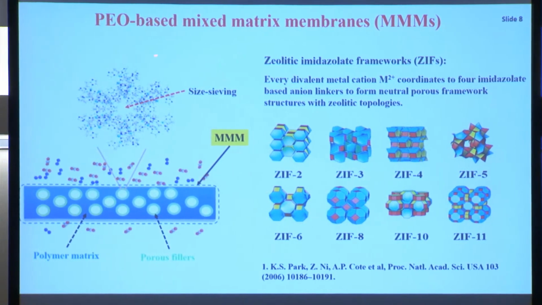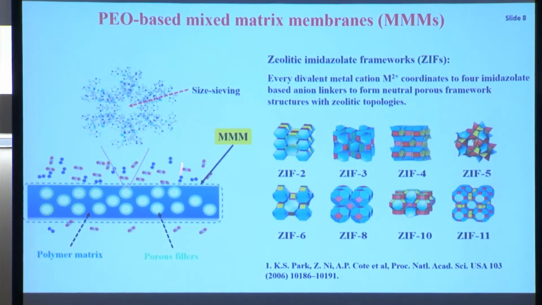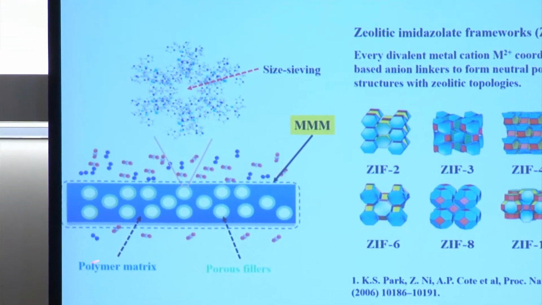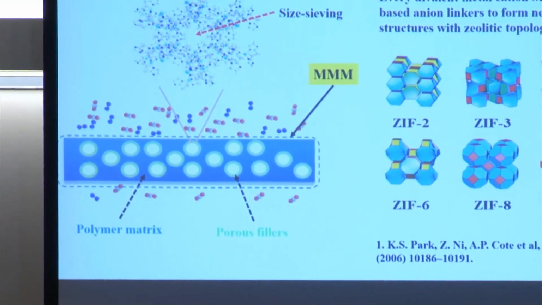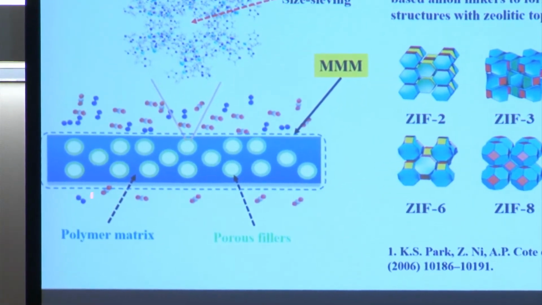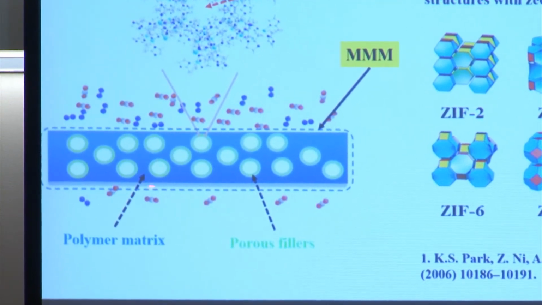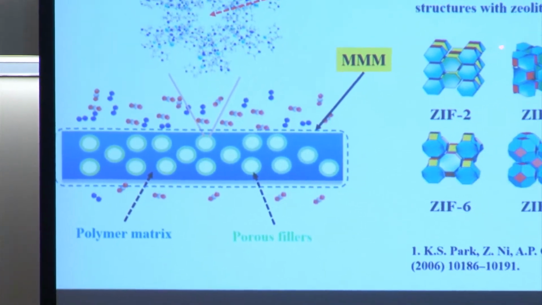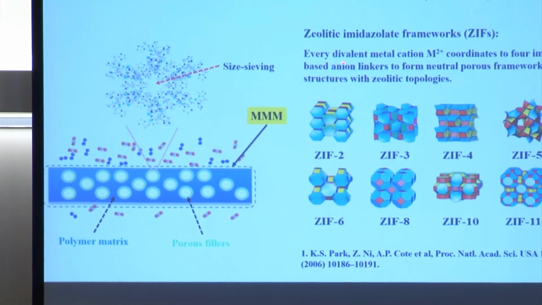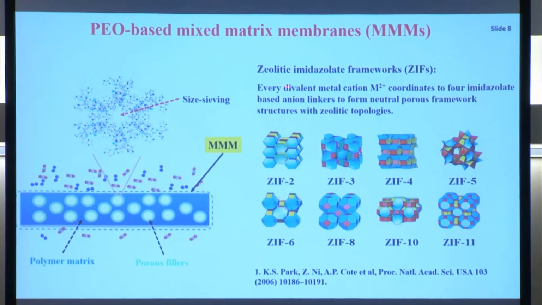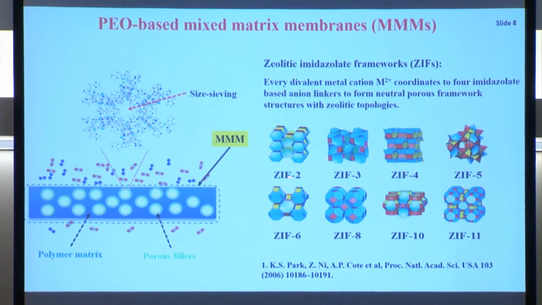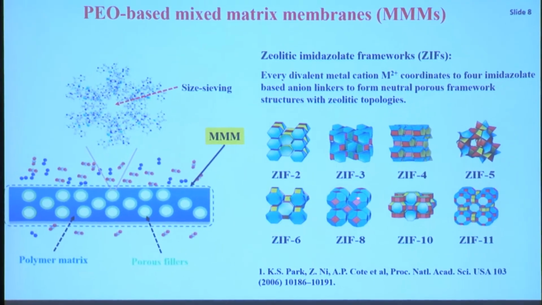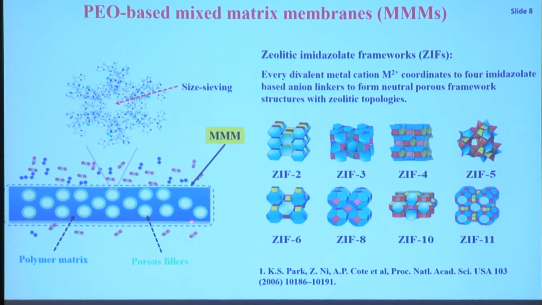This is the PEO-based mixed matrix membrane, a novel membrane, and the base material is a polymer. Here we use the PEO as the polymer matrix, but in the matrix there are some porous fillers. There is a hot material, ZIF, the zeolitic imidazolate frameworks. There are several types of ZIFs, and ZIF-8 is very suitable as the porous filler.